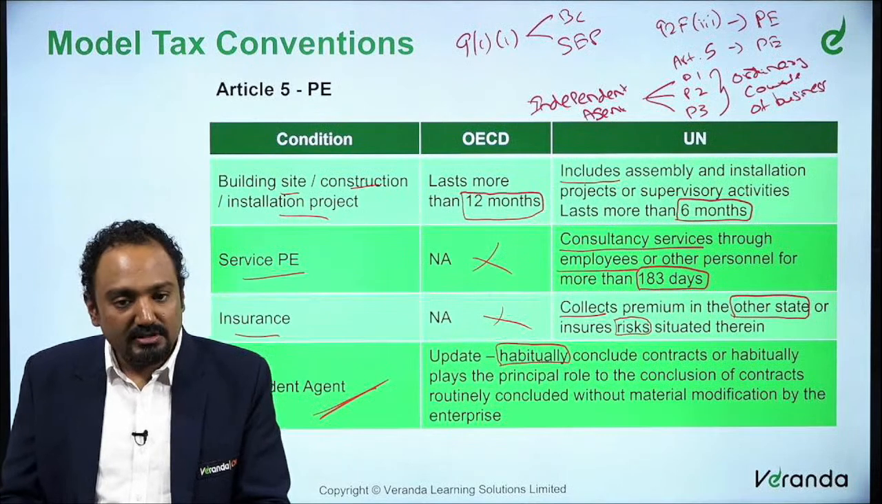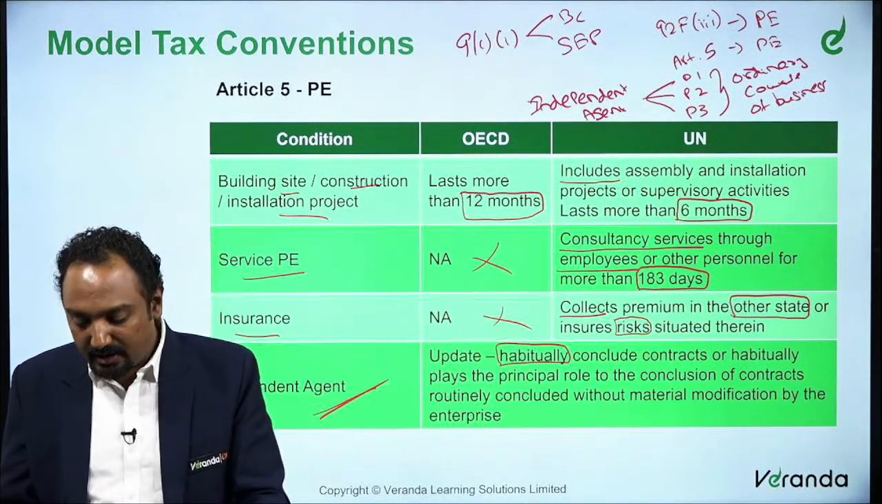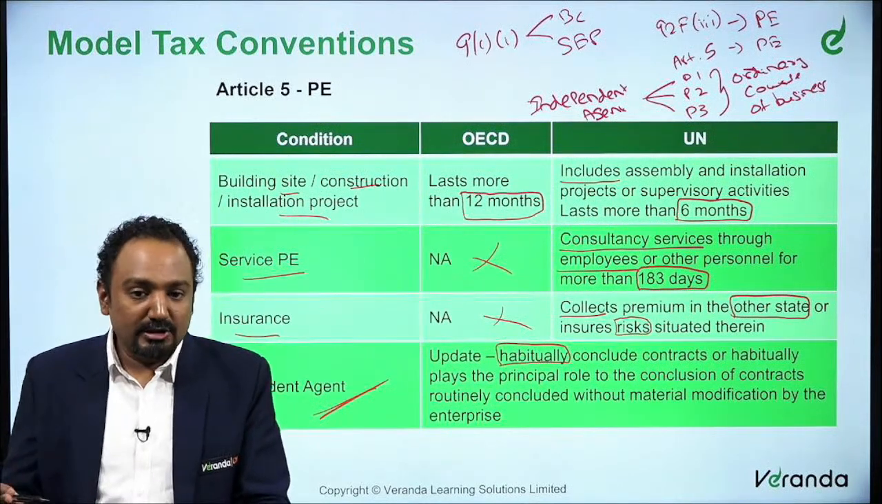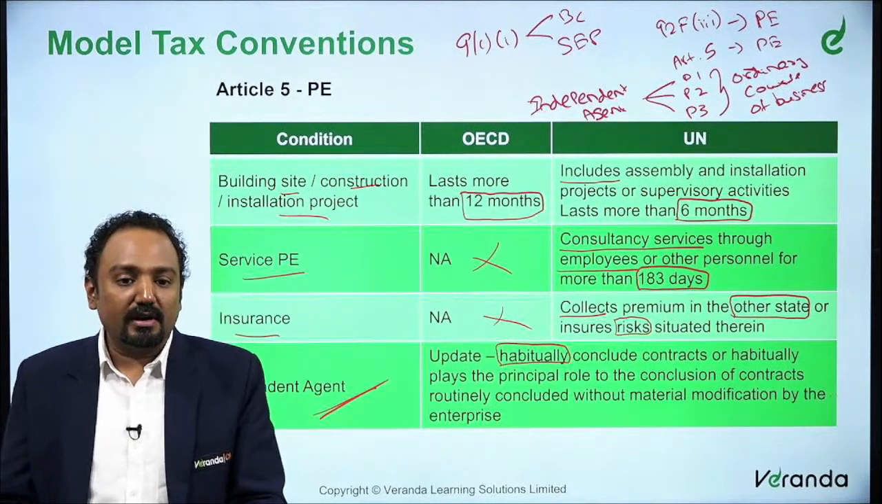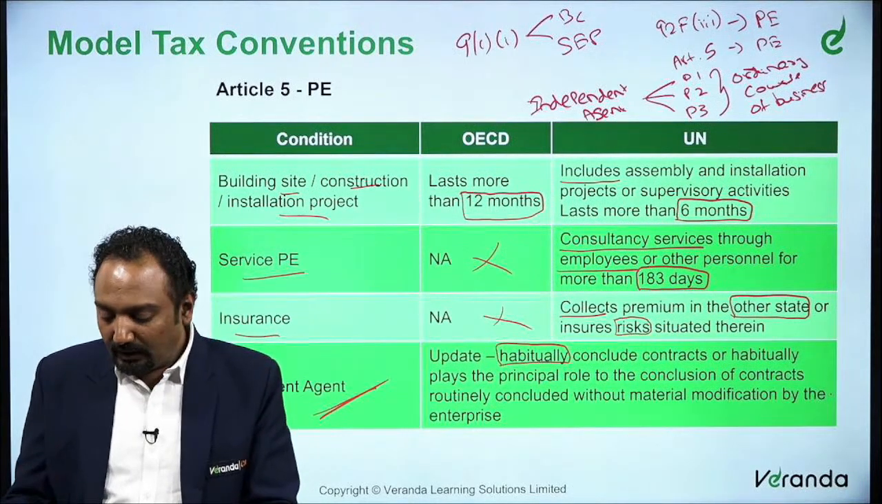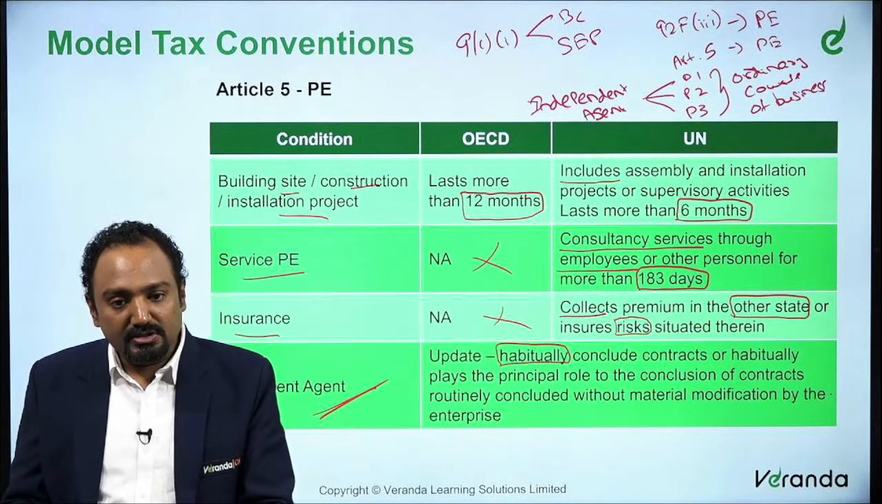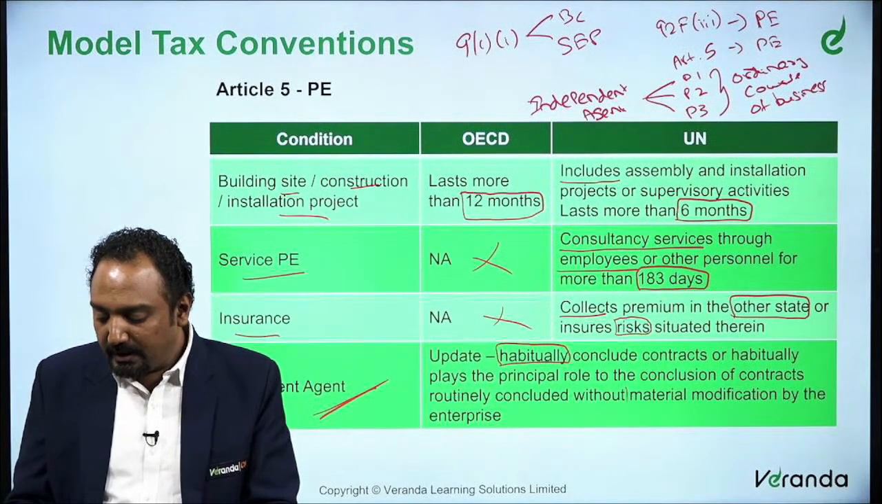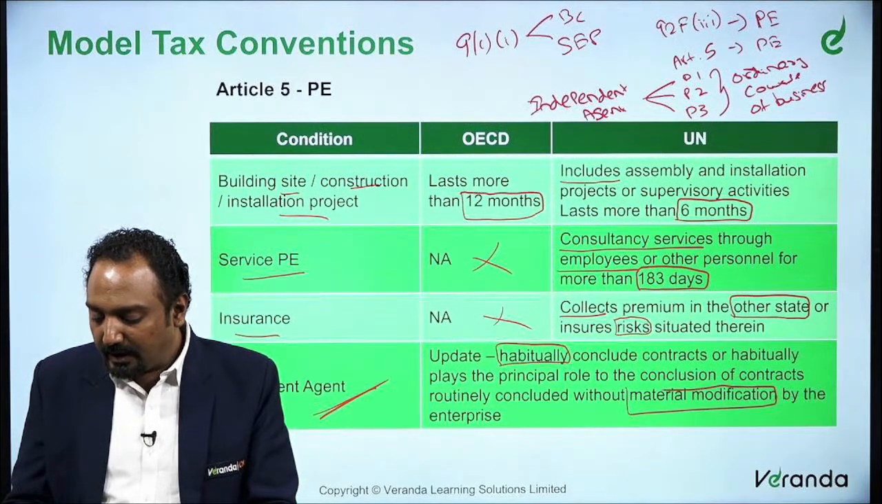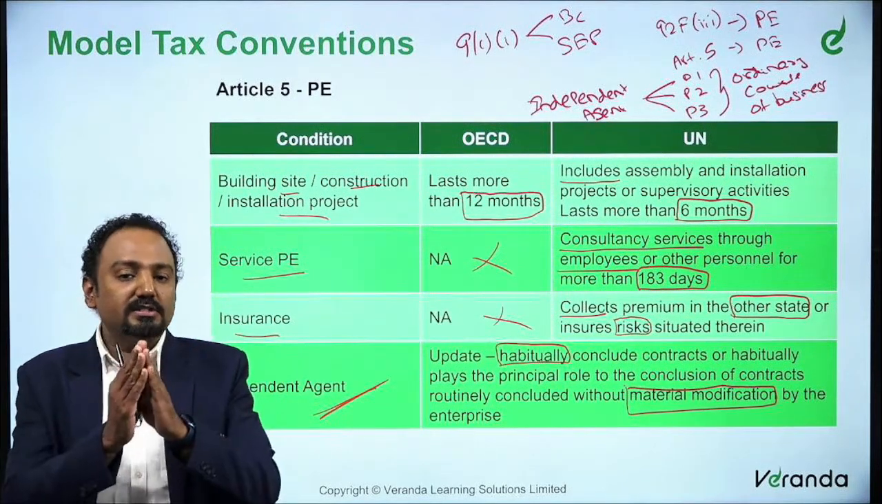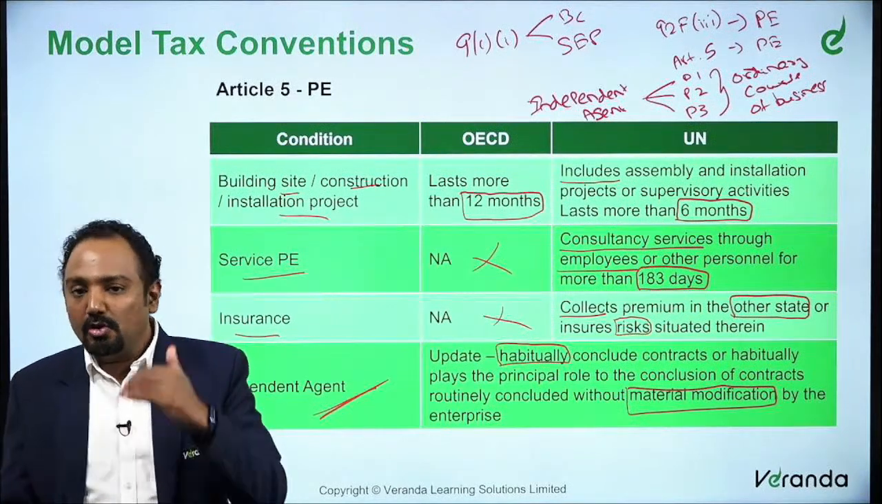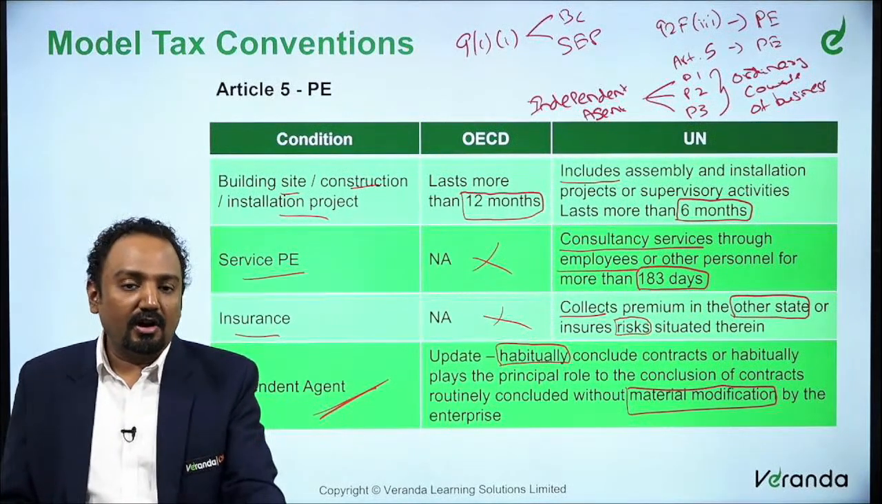So, similarly here also it says if you are habitually concluding contracts or habitually playing the principal role for concluding contracts, then such will be called a dependent agent. When you are concluding such a contract, they say without material modification by the enterprise. So whatever it is, you are automatically going on your own, accepting the contract and proceeding.